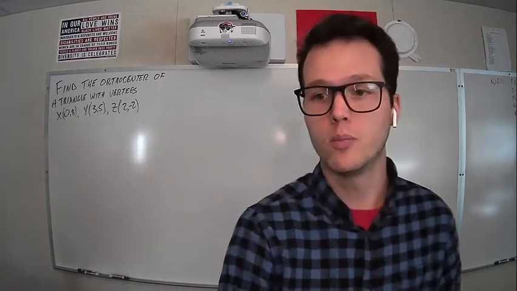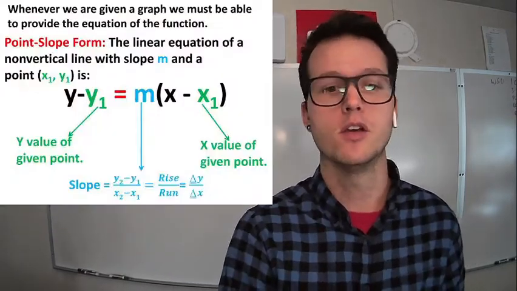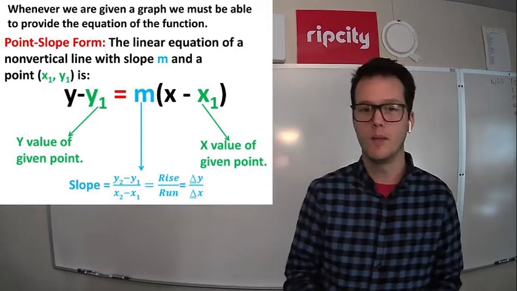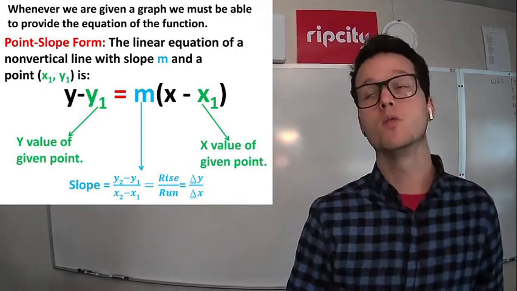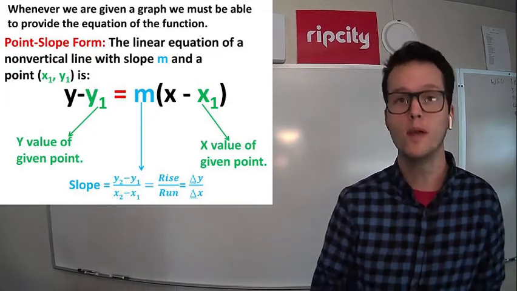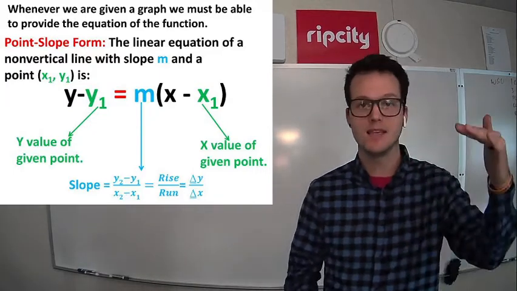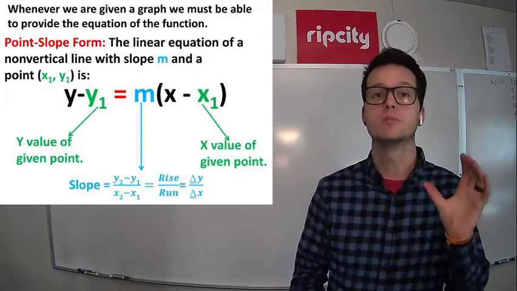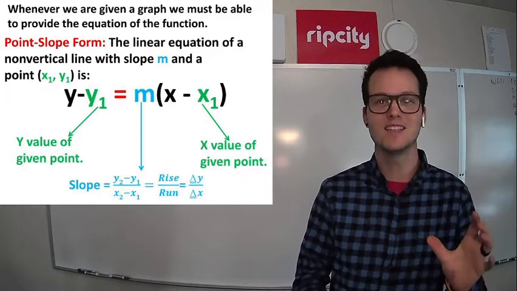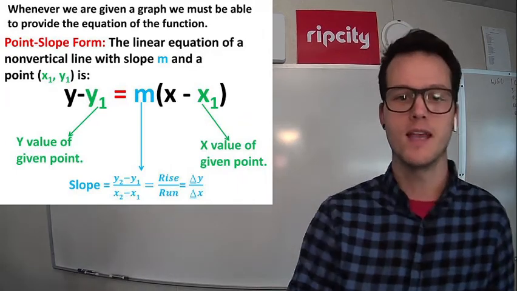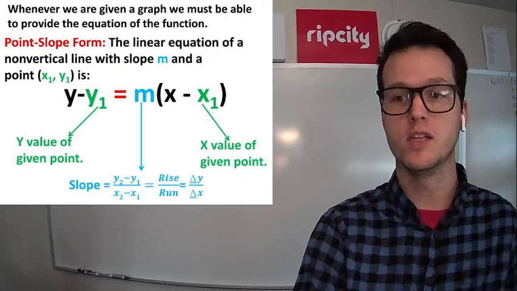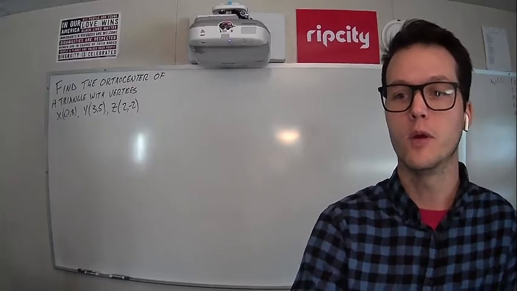So as a reminder, point slope form is right here. It's y minus y1 equals m times x minus x1, where (x1, y1) is the value of some point. In this case, it's going to be the opposite vertex. M is going to be the slope, so that's the slope of the line that's perpendicular to the opposite side. And of course, x and y are still x and y. Feel free to pause, write this down, do what you need to do before moving forward.